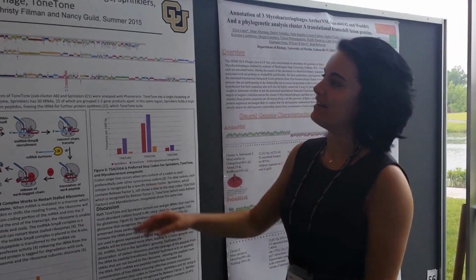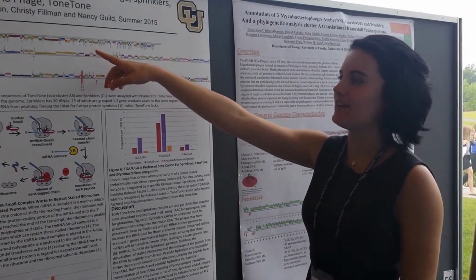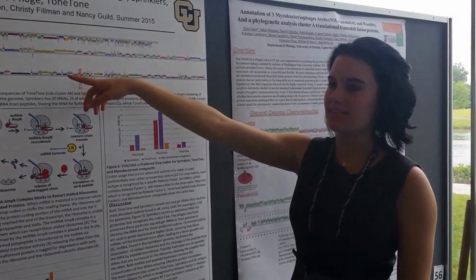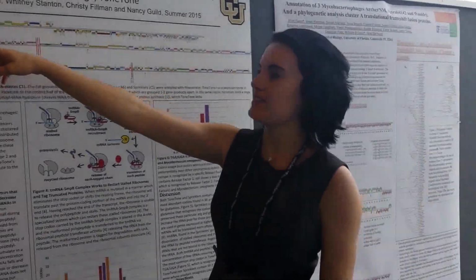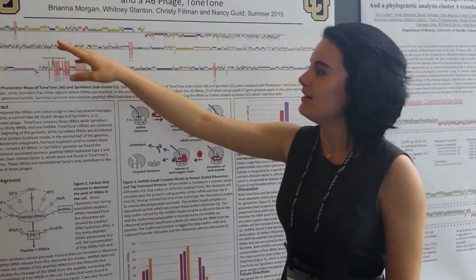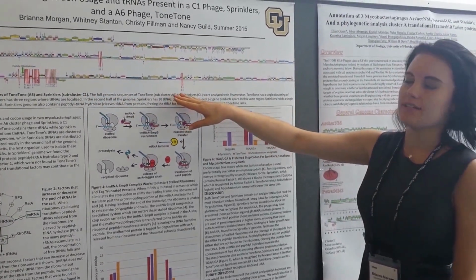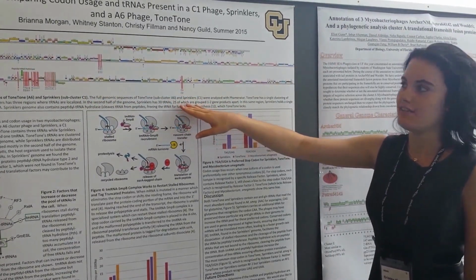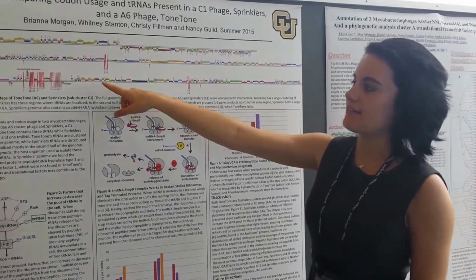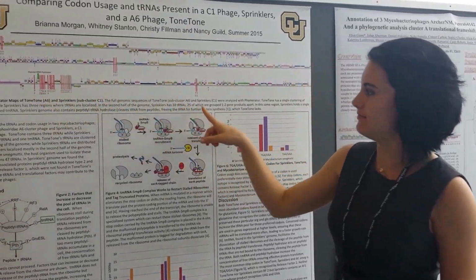Okay, so we have two phage. We have ToneTone, a lysogenic phage, and Sprinklers, an SE1 lytic phage. ToneTone has 30 tRNAs clustered at the beginning of the genome, 1 tmRNA, and peptidyl tRNA hydrolase. Sprinklers has the majority of its tRNAs clustered in the second half of the genome.